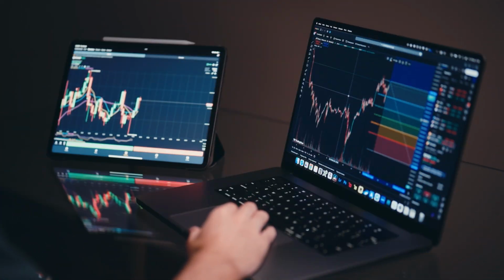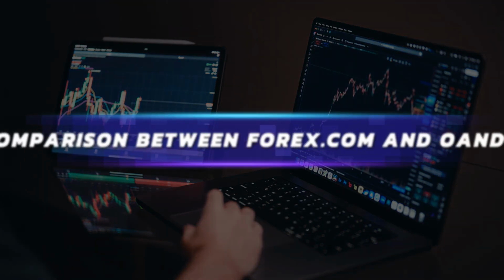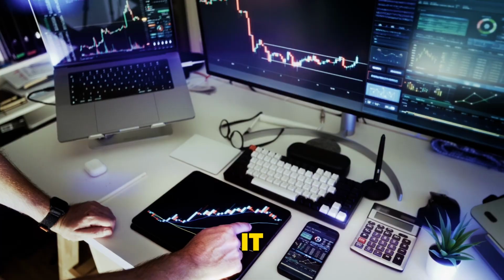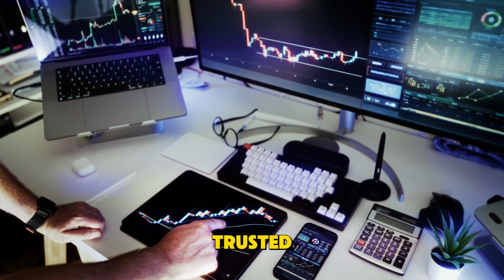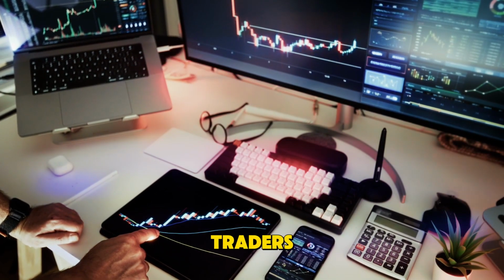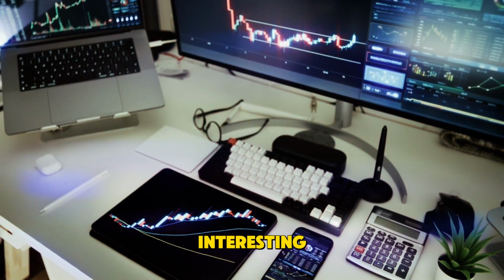And right when you start comparing Forex brokers, two names always pop up: Forex.com and OANDA. But choosing between them isn't as simple as it looks, because while both are trusted and widely used, they serve slightly different types of traders, and that's where things start to get interesting.